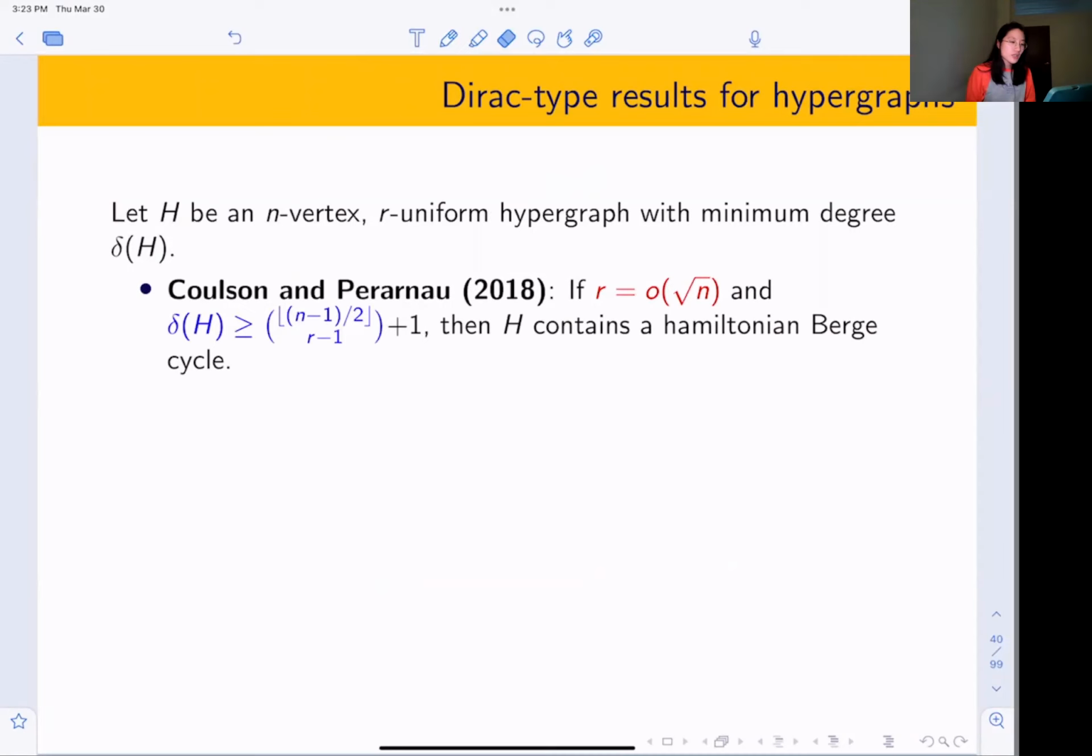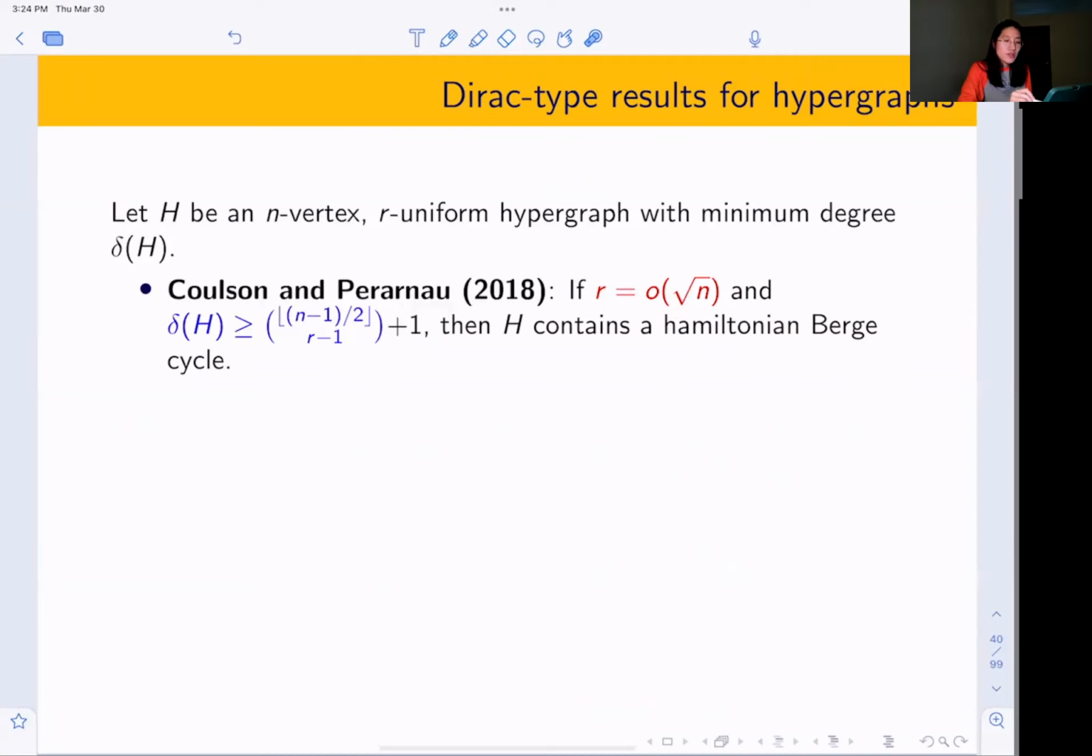Okay, so there are a series of different Dirac-type results for cycles in hypergraphs. I mention only a couple here. So for these, I'm going to let H be an n-vertex R-uniform hypergraph with minimum degree delta. So Coulson and Perarnau was the first sharp result for guaranteeing a Hamiltonian Berge cycle. So if we have minimum degree at least this, we can find such a Berge cycle. But namely, this works only when R is small compared to n. So here we have R is little o of the square root of n.